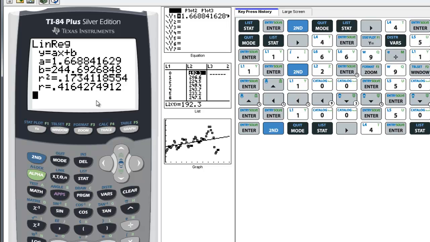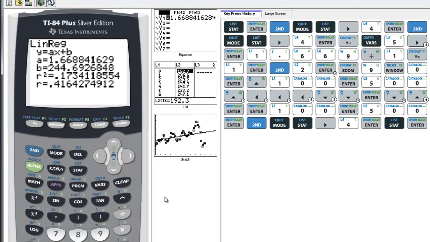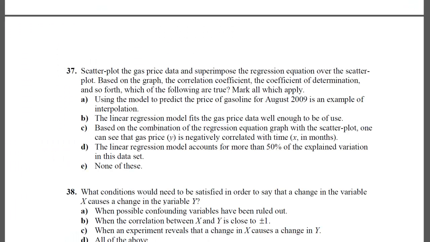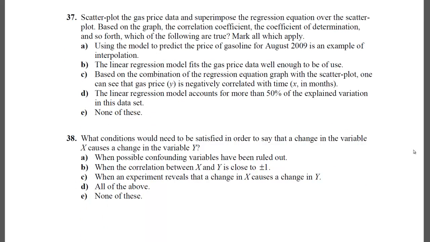I could say that a little bit more elegantly. About 17.3% of the variation in y is accounted for by changing x. And so in other words, this is a poor model, as you saw, right? The screen showed it. And so I would disagree with D as well. It looks like E is the correct answer for 37. And then let's see, 38. That doesn't actually pertain directly to the model, so I will leave that for you.